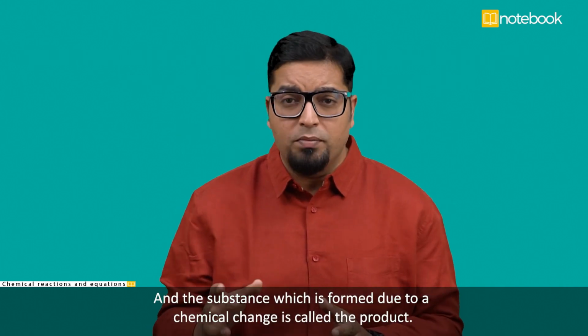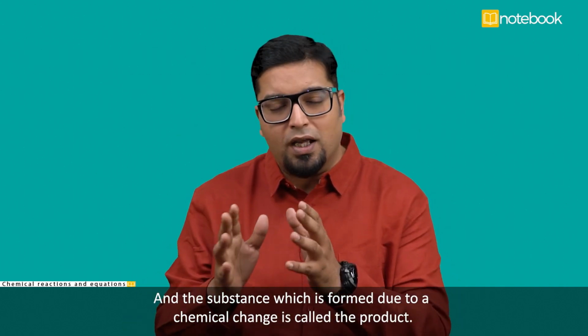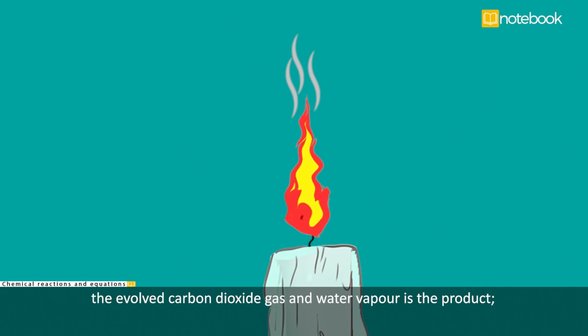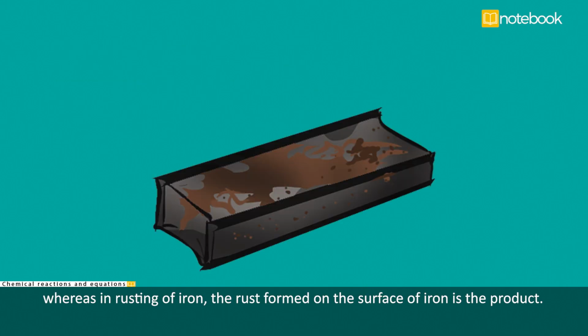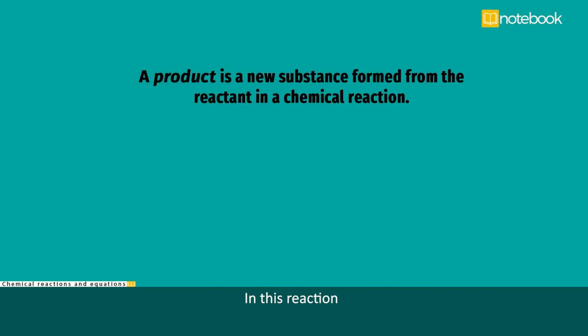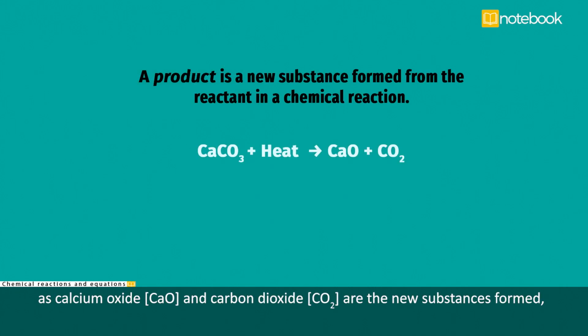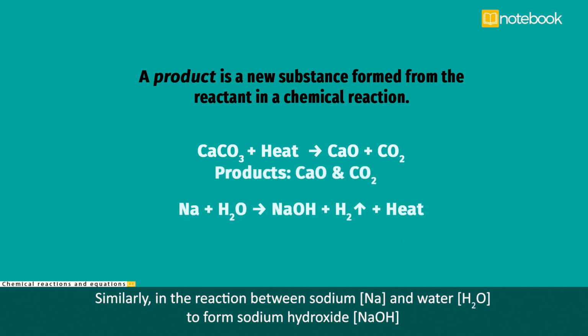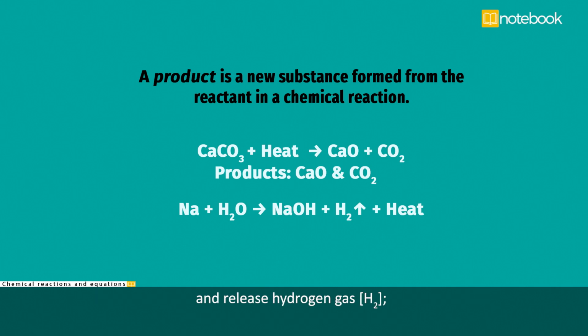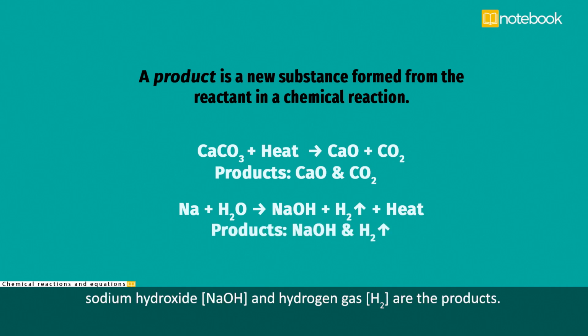And the substance which is formed due to a chemical change is called the product. In the burning of a candle, the evolved carbon dioxide gas and water vapor is the product. Whereas in rusting of iron, the rust formed on the surface of iron is the product. In this reaction, as calcium oxide, CaO, and carbon dioxide, CO2, are the new substances formed, hence they are the products. Similarly, in the reaction between sodium, Na, and water, H2O, to form sodium hydroxide, NaOH, and release hydrogen gas, H2, sodium hydroxide and hydrogen gas are the products.